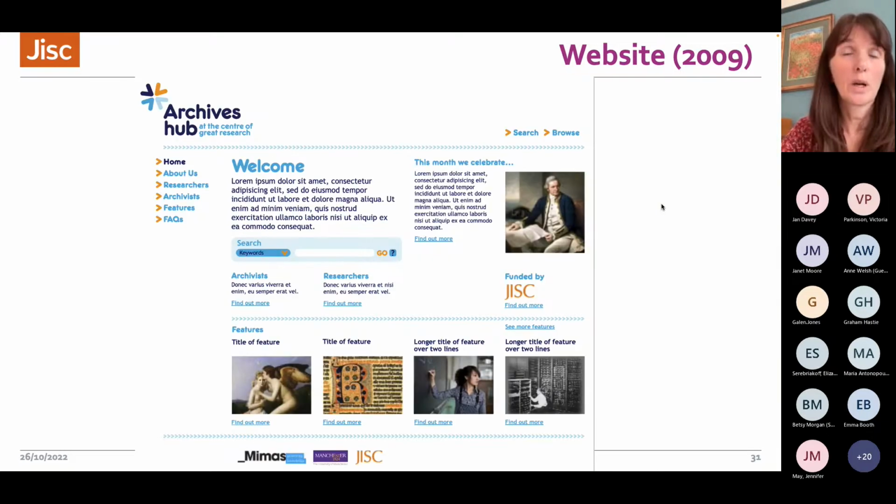Then we moved to a new website in 2009, and there were more images, trying to make it a little bit more user-friendly, that kind of thing. So that worked quite well, looks reasonably nice.